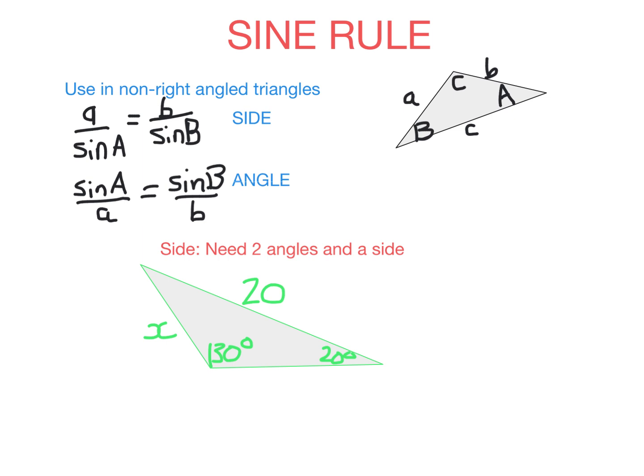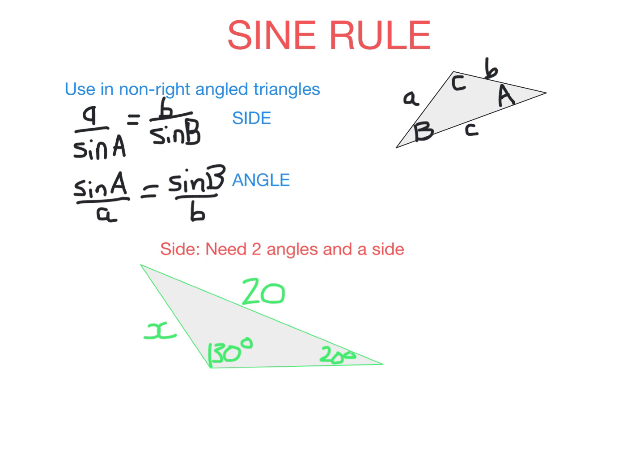So it's important to note that we label the sides differently in these non-right angled triangles. Instead of using opposite, adjacent, hypotenuse, we call the sides a, b, and c. It doesn't matter which way around you label the sides, as long as angle A is opposite side a, angle B is opposite side b, and angle C is opposite side c. So we usually use capital letters for angles and lowercase letters for sides.